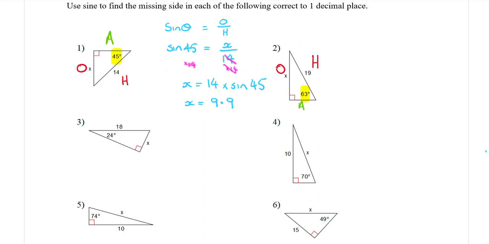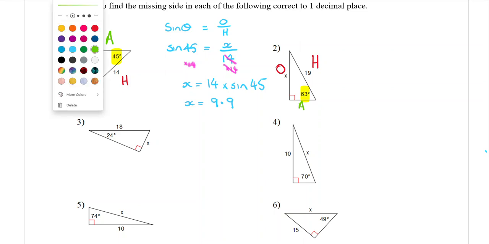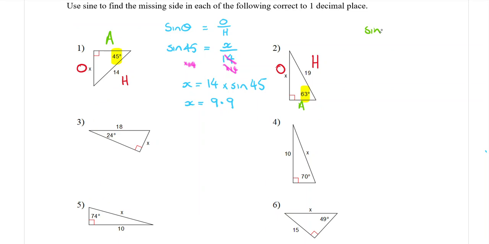First step, write the formula down. So it's sine theta equals opposite over hypotenuse. Second step, sub in the numbers off the diagram. My angle is 63. So it's going to be sine 63 equals opposite on the top. So what's the opposite on my diagram?